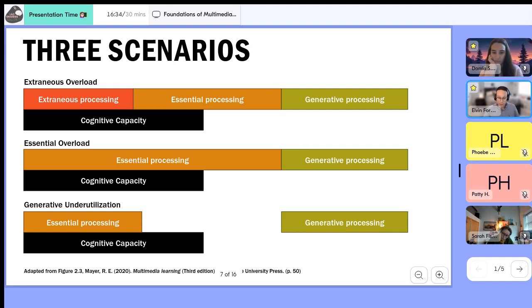And then you have generative underutilization, the opposite situation. Your class is really easy. So they are kind of bored and they have more to give, but you didn't make enough of this to engage the learner more and make more connections, right? So those are three scenarios that I thought were pretty interesting and kind of put cognitive load theory in a better frame.